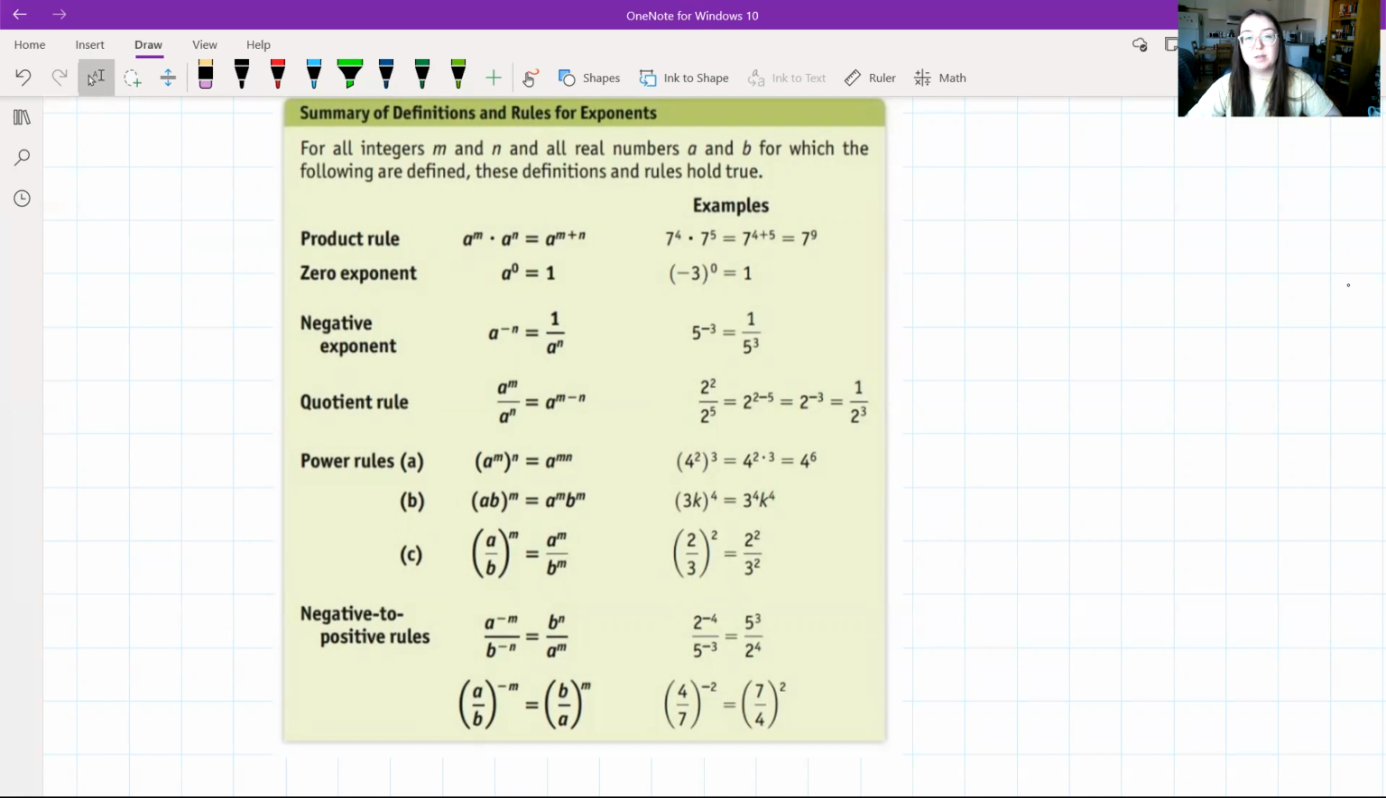And lastly, our negative to positive rules: a to the power of negative m divided by b to the power of negative n is equal to b to the power of n divided by a to the power of m. So just as an example, if we have 2 to the power of negative 4 divided by 5 to the power of negative 3, we can rewrite that as 5 to the power of 3 divided by 2 to the power of 4. Then if we have a divided by b all to the power of negative m, we can rewrite that as b divided by a all to the power of m.